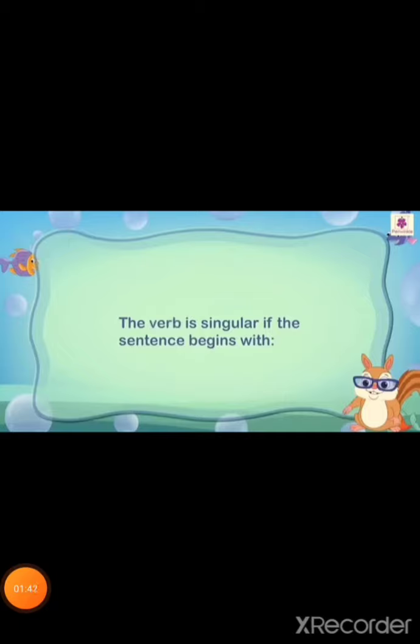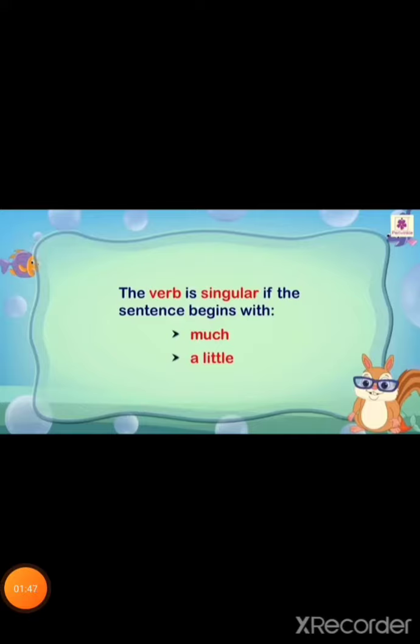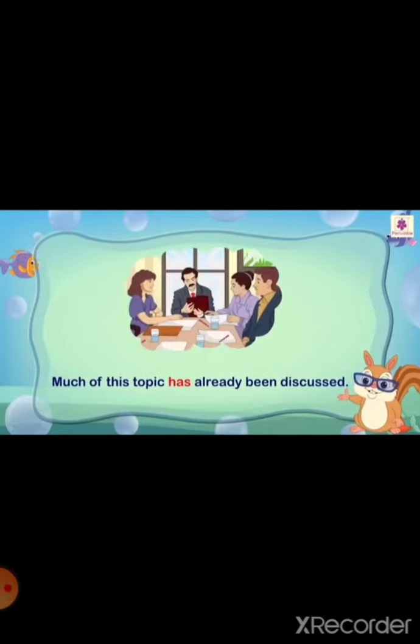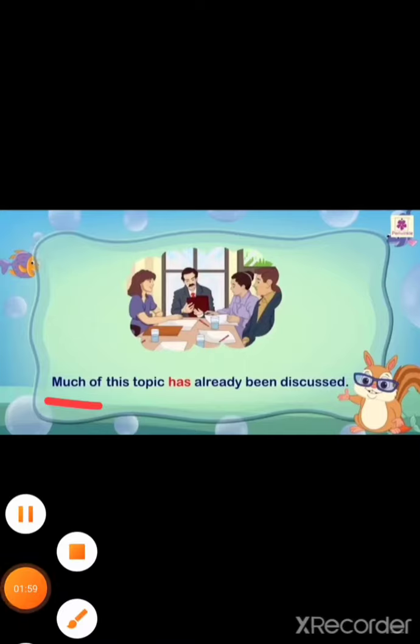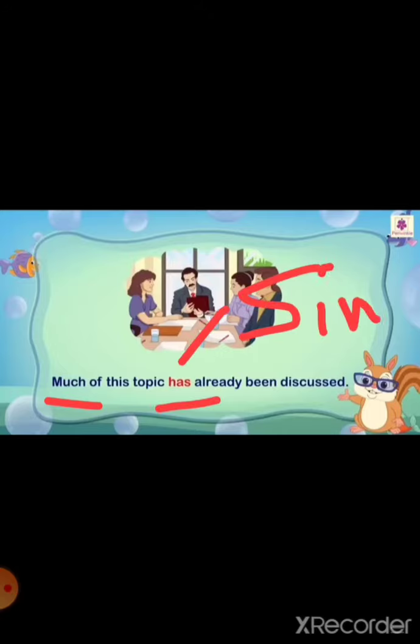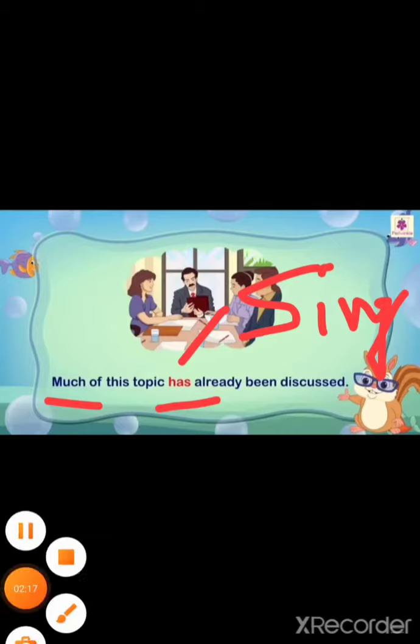The verb is singular if the sentence begins with much or a little. For example, much of this topic has already been discussed. The sentence starts with much, so that is why has, a singular verb, will follow. Singular verb will follow after much or a little.